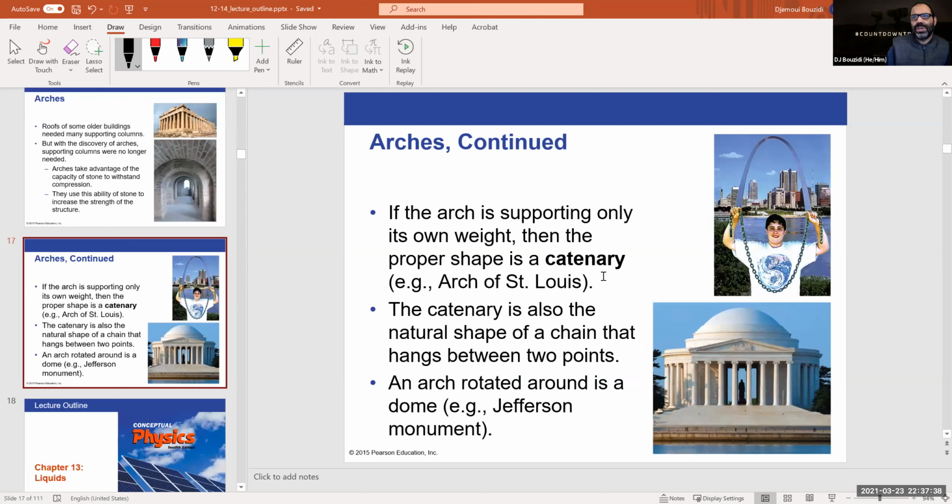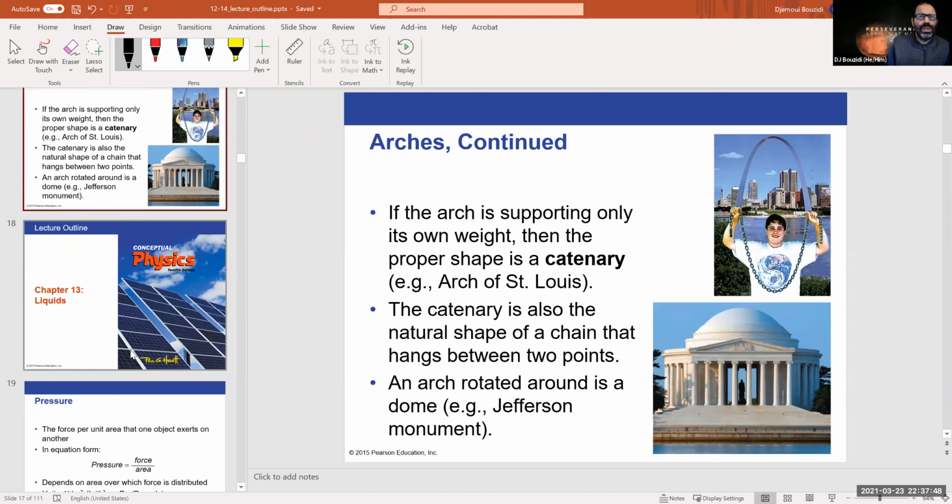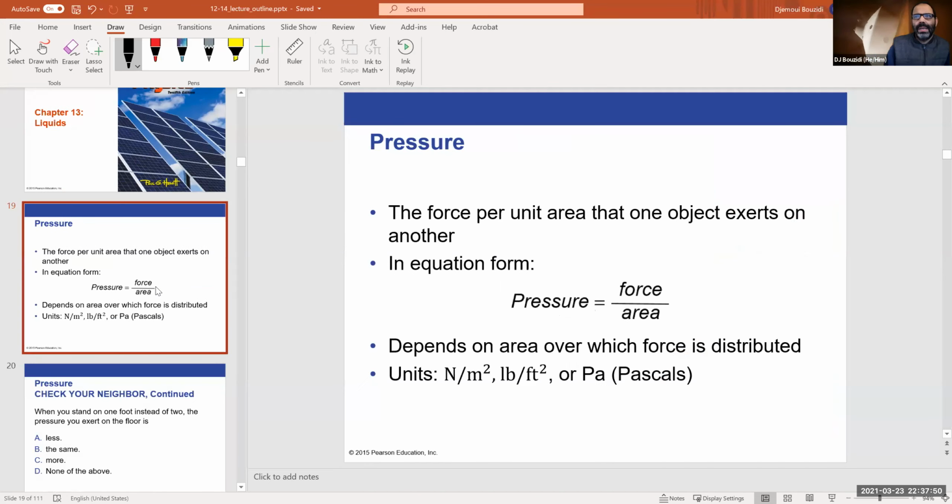This is the St. Louis Arch, which is based on the same principle. It is not supported with anything, and actually the shape is some sort of a parabola. So this is more or less what we're going to be talking about, solids.